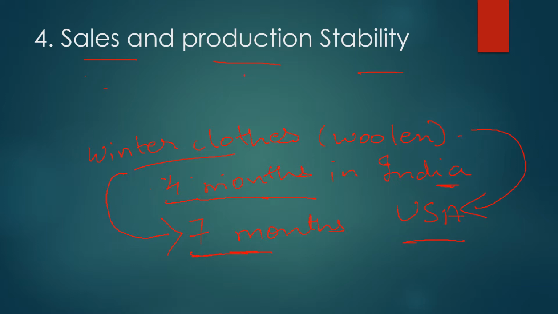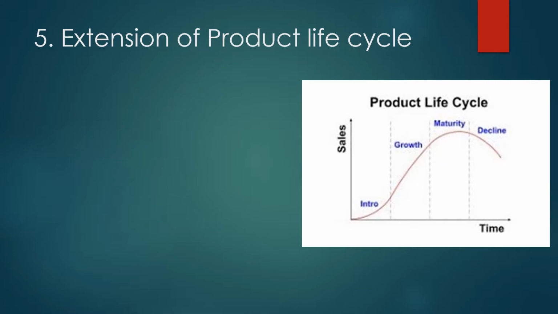Let us go to the next point. The next point is extension of product life cycle. We already know what the stages in a product life cycle are: product development, introduction, growth, maturity, and then decline. But for example, say a product has reached its maturity stage, or you can say it has reached its decline stage, in, say, the home country.